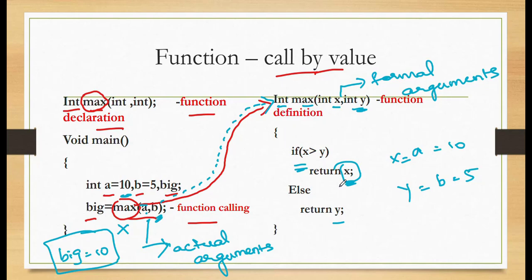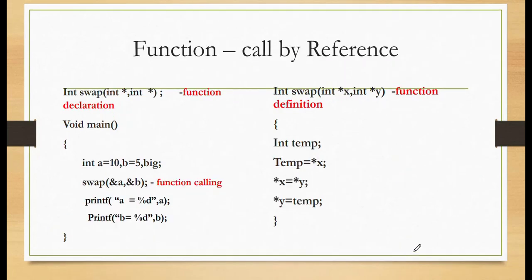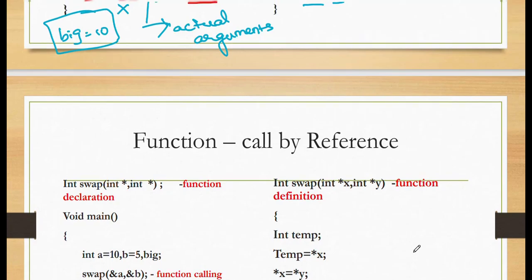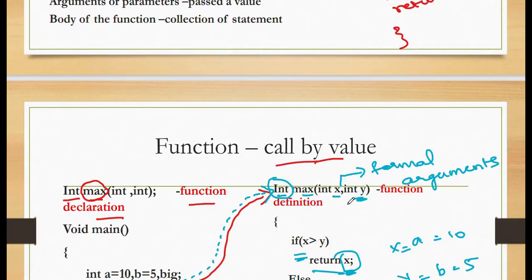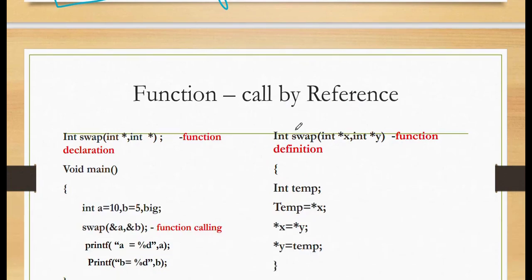Okay, inside that, one return statement is a must. Whenever you are defining integer, your return type must be there. It returns an integer variable that will be assigned here, and then when this function is over, it returns to the main function. So this is the process of call by value. The next one is function call by reference. I already told you that in a function there are two things: one is call by value and another is call by reference.